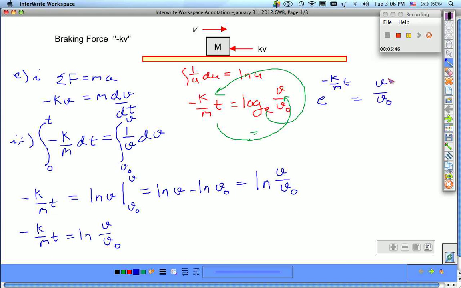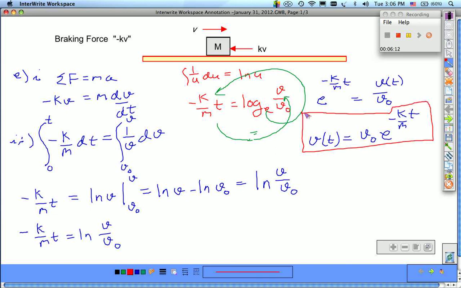Now this v is technically the velocity at some later time. So here we have it. Solving for the velocity as a function of time, v equals v naught times e to the minus k over m t. And there you have it. There is the differential equation solved for a function that relates the velocity in terms of time due to a braking force minus kv.